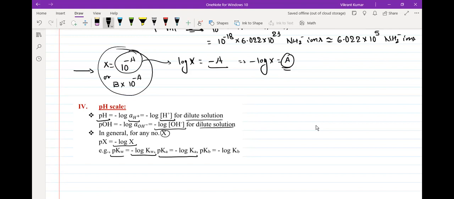If I have to deal with pKw, I'll say minus log of Kw will be called pKw. pKa of an acid will be nothing but minus log of Ka of that acid. pKb of some base will be nothing but minus log of Kb of that base. Is it okay? Clear? This is the simple term.